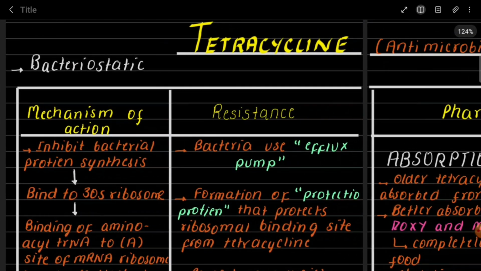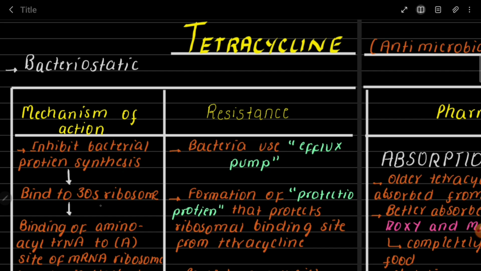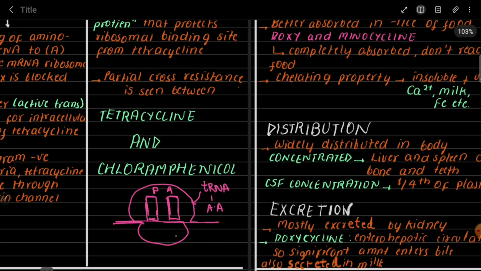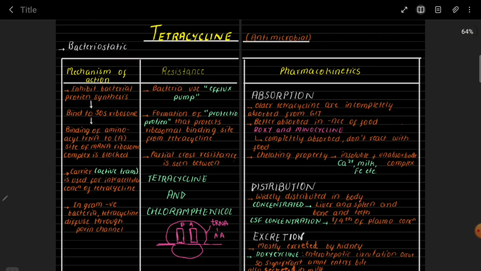These drugs inhibit bacterial protein synthesis by binding to the 30S ribosome. So here I've made a small little diagram so that we can understand the mechanism of action properly. This amino acyl tRNA binds to the A site, and this is when the translation process occurs and it continues. So the tetracyclines bind to the 30S ribosome and they inhibit the attachment of amino acyl tRNA to the A site. This is how the bacterial protein synthesis is inhibited.